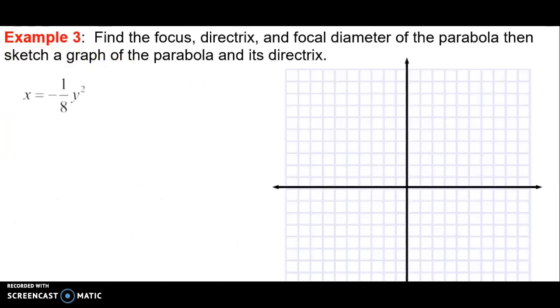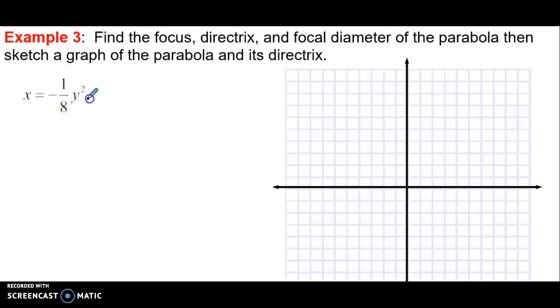All right, example 3. Find the focus, directrix, focal diameter of the parabola, and then sketch the graph of the parabola and its directrix. Let's go ahead and try this one. Notice how it's set up as x equals -1/8 y squared. The goal is to always have your variable squared by itself.